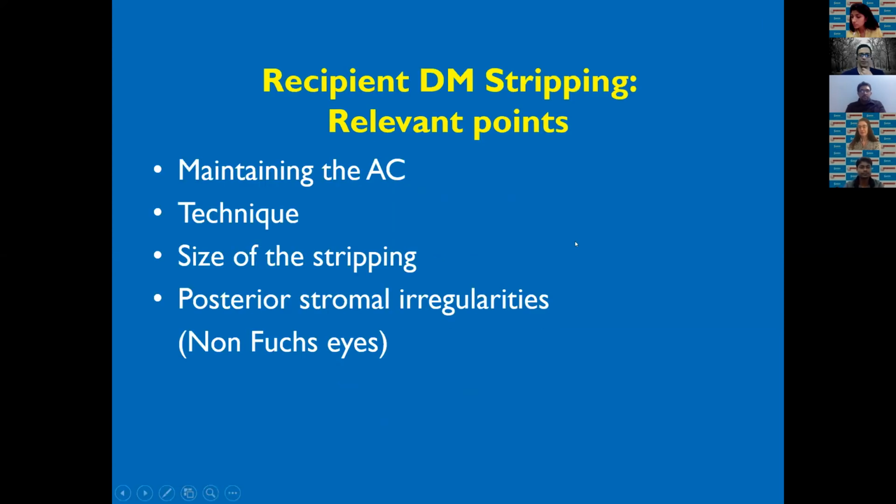So I'll be covering this talk under 4 relevant points which are related to recipient DM stripping. First is about maintaining the anterior chamber, the technique of stripping the Descemet's membrane, the sizing of the stripping, and the other related issues which are related to the posterior stromal irregularities, which, as everybody was pointing out, our cases are not always Fuchs. So we have more of non-Fuchs cases, and this becomes very relevant to address the posterior stromal irregularities during DM stripping in non-Fuchs cases.